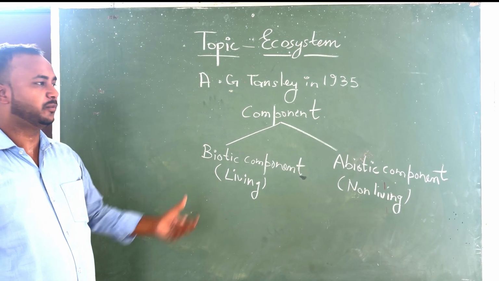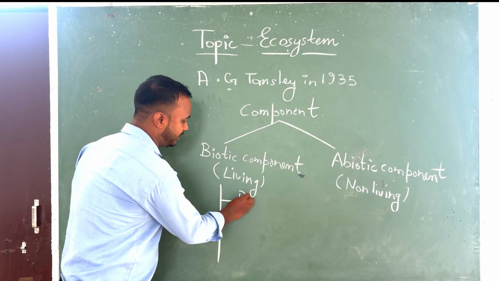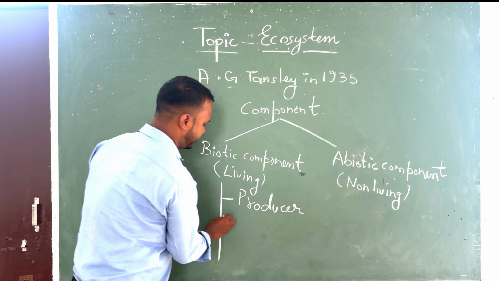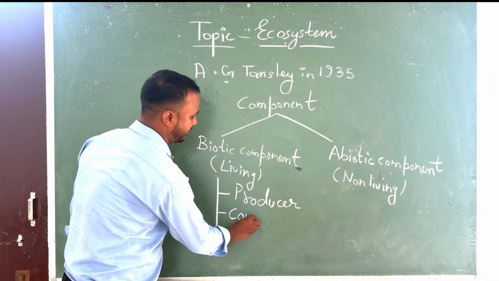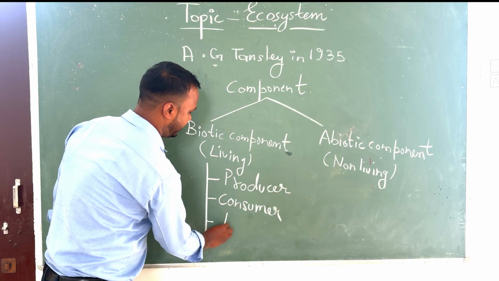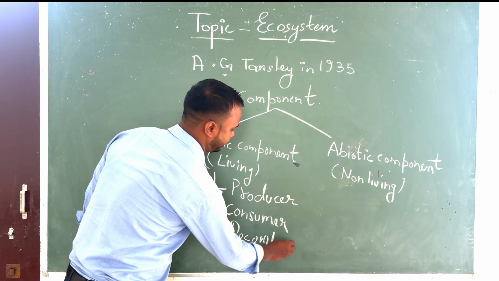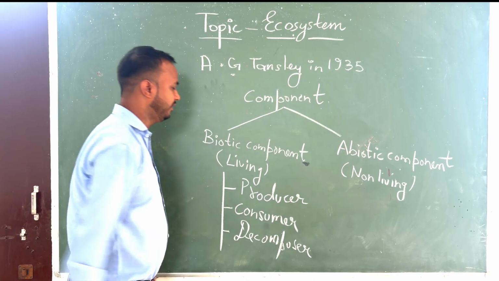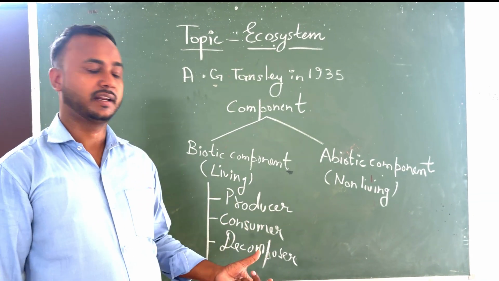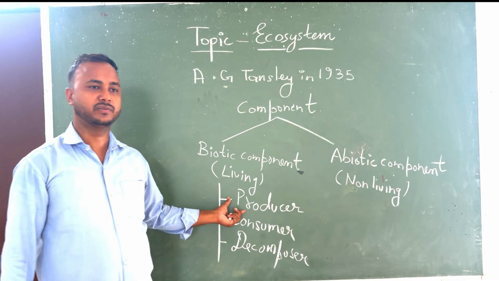In biotic components, there are three categories. First one is producer, second one is consumer, and the third one is decomposer. There are three categories in the biotic component of ecosystem: producer, consumer and decomposers. First of all, we will discuss producers.